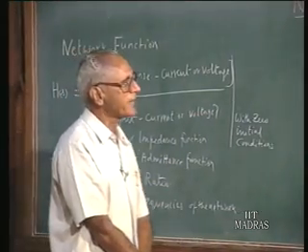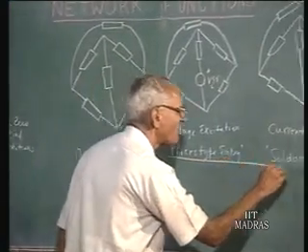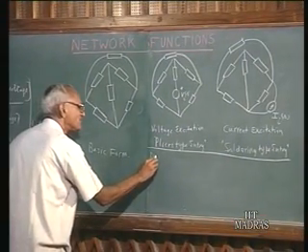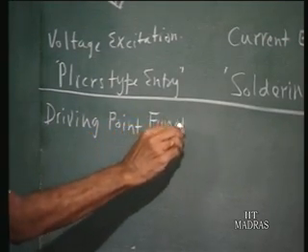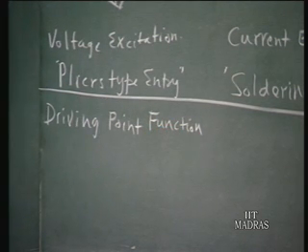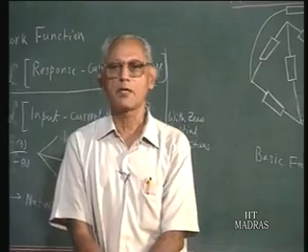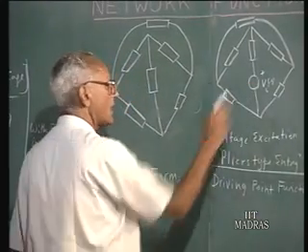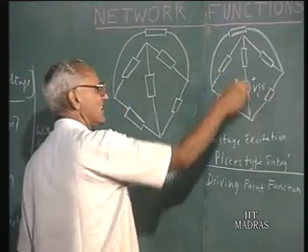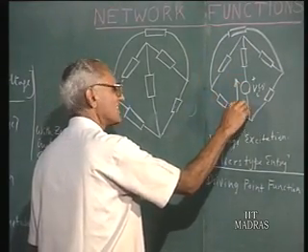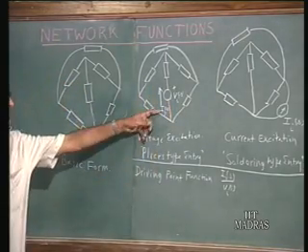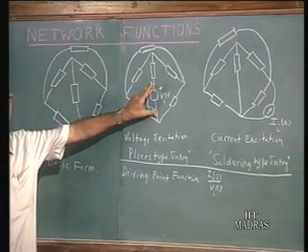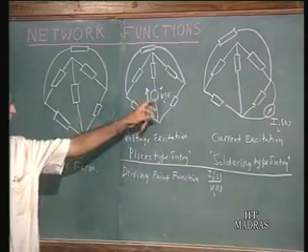Now we also want to make a distinction here between what is called the driving point function. The driving point function is obtained as the ratio of response to excitation when both the response and excitation are associated with the same terminal pair. So if, for example, this is Ii and I want to find out the current response in this, say Iy(s), so the ratio of Iy(s) by Vi(s), this is the current and the voltage are associated with the same terminal pair, then it is called a driving point function.